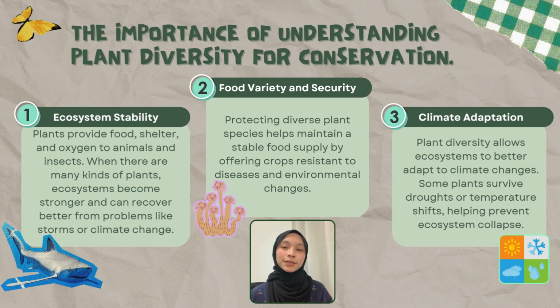Next, I'm going to discuss the importance of understanding plant diversity for conservation. The first one is ecosystem stability, where plants provide food, shelter, and oxygen to animals and insects. When there are many kinds of plants, the ecosystem becomes stronger and can recover better from problems like storms or climate change. For instance, in a rainforest, there are many kinds of plants that support different animals. So if one type of plant dies out, the ecosystem can still survive.